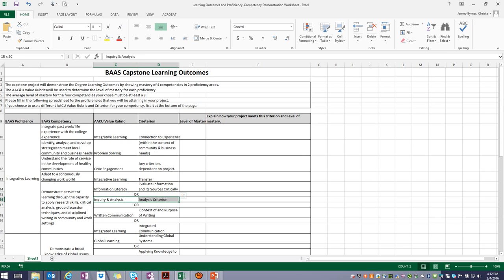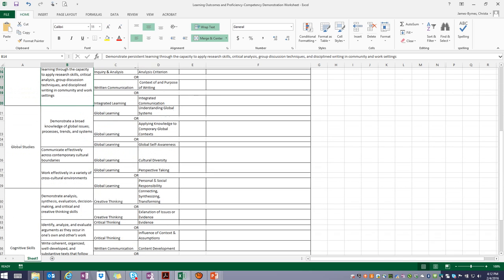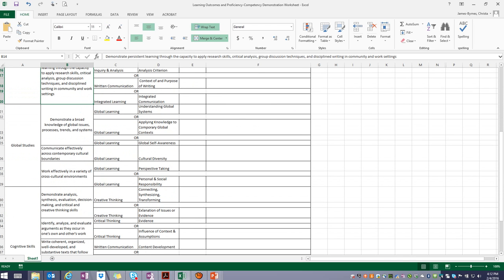You could attain that by the inquiry and analysis rubric using the analysis criterion. You could attain it by written communication using the context of and purpose of writing, or you could use it in integrative learning and integrated communication. Note those words, or. Any one of those four fit nicely into that statement. So you can come down here, see, and there's lots of ors, right? Because there's lots of different ways to look at this.